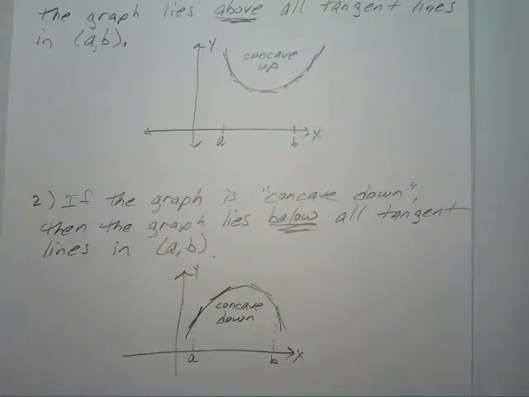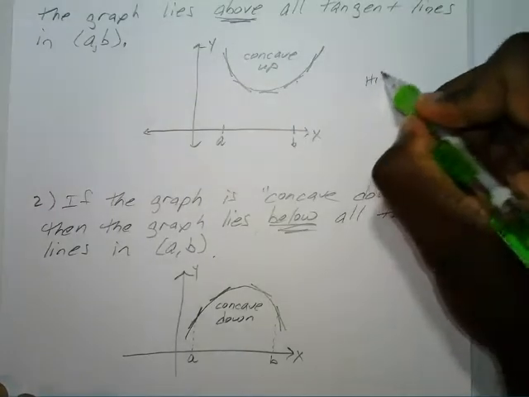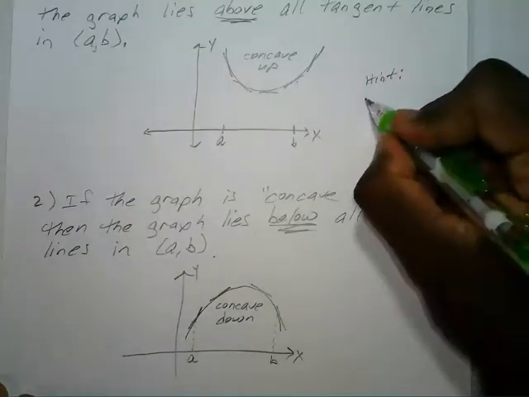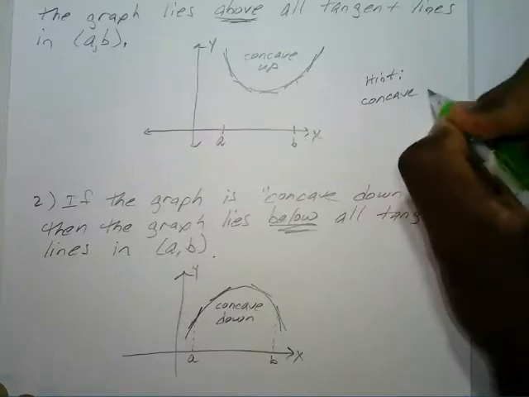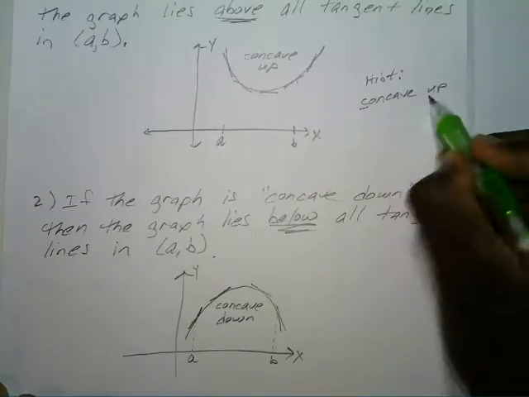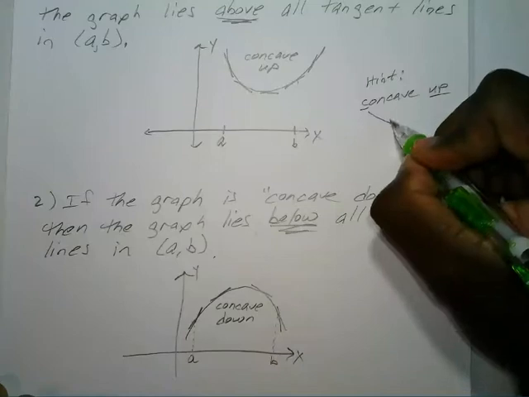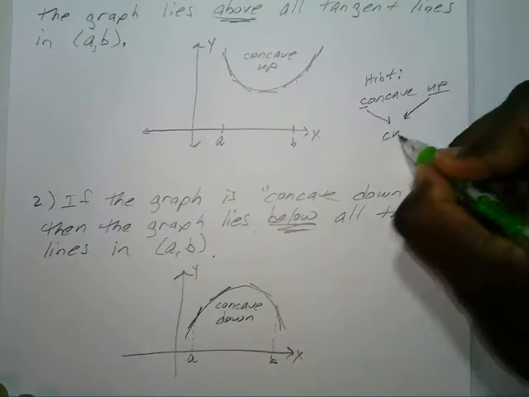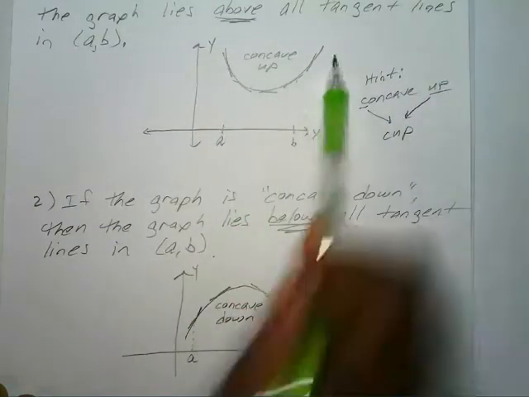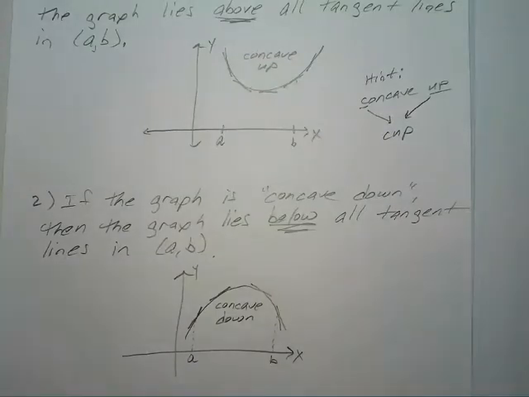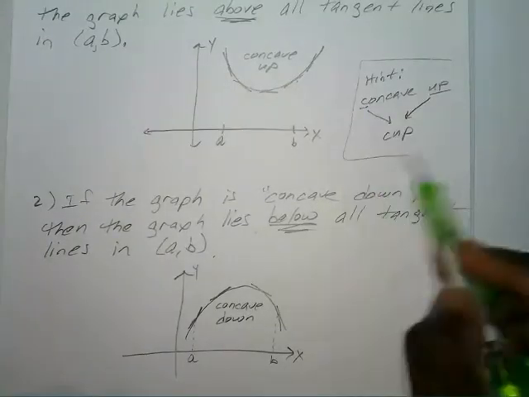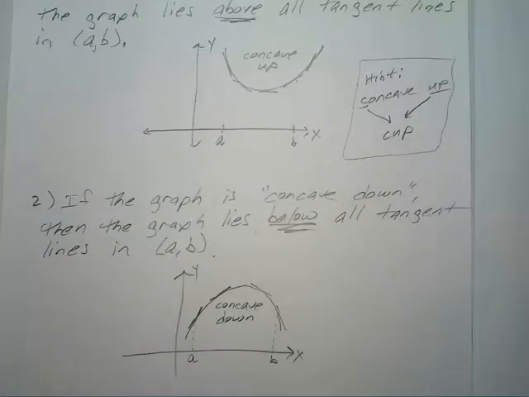A little hint to help you distinguish one from the other: if you have concave up, you have "C up." Concave up just says cup. So this is kind of like a cup. If it's concave up, it has the opening of a cup. Just a little hint to help you separate one from the other if you ever get confused.